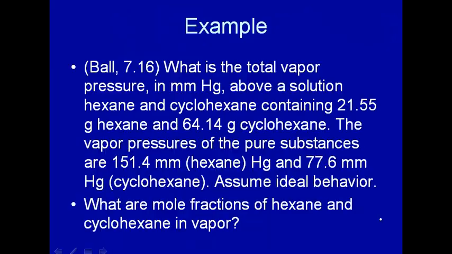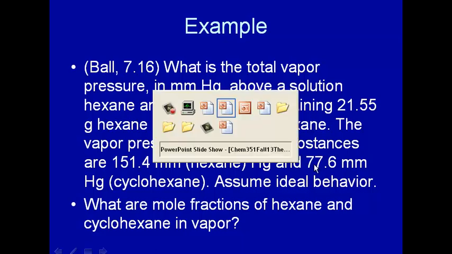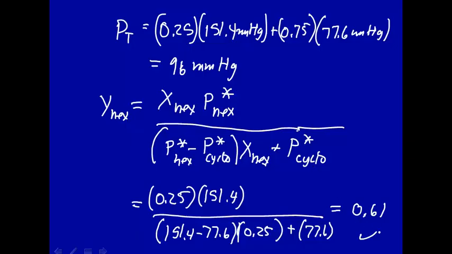Is that what we expect? Well, yeah. Hexane has a bigger vapor pressure, so you would think that it would have a bigger contribution to the vapor phase than cyclohexane, which is less volatile. So that seems to check out.